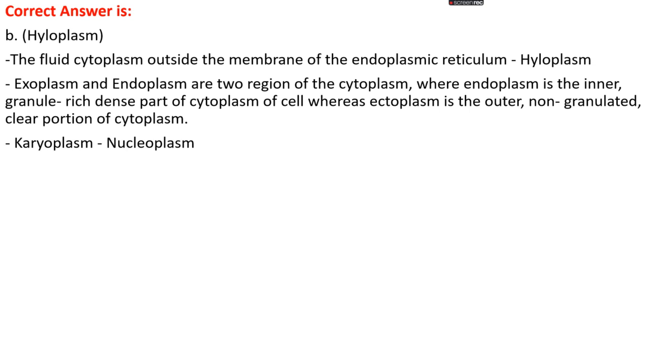The fluid cytoplasm outside the membrane of the endoplasmic reticulum is hyaloplasm, while ectoplasm and endoplasm are the two regions of the cytoplasm, where endoplasm is the inner granule-rich dense part of the cytoplasm of cells, whereas ectoplasm is the outer non-granulated clear portion of the cytoplasm. While karyoplasm is the nucleoplasm, that is the plasm of the nucleus.